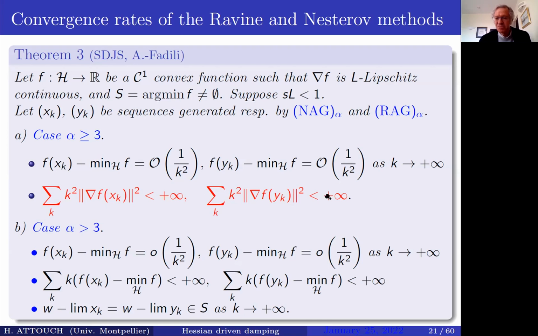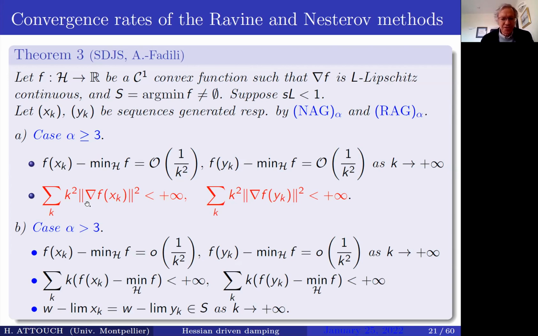You have the same convergence property for the two methods. But the very important point, completely new, this was discovered for the Ravine method recently by Jordan and his co-authors for that programming. We discovered that the same property is true for Nesterov. This came as a big surprise, we didn't imagine this to be true. And okay, it's true.